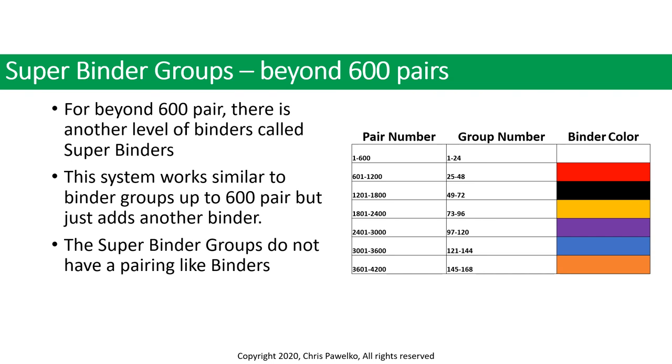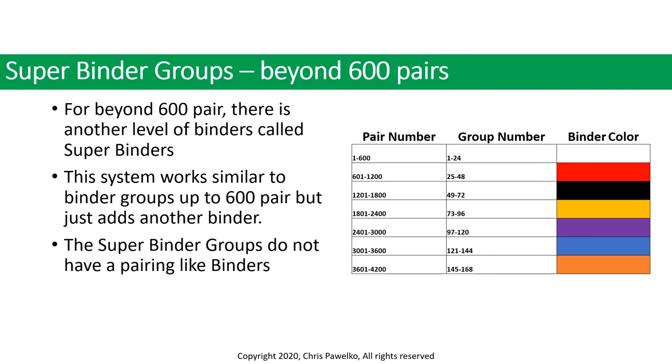So now you might ask, well, what do we do beyond 600 pair? Because there are cables out there that go beyond the 600 pair count. So this is where super binder groups come in. So we had the old system that we saw in the previous slide of up to 600 pair. And then from there, each 600 pair has their own binder color. So if we look, 1 to 600 has a white binder color. So you can have multiple binder colors based upon the layers.